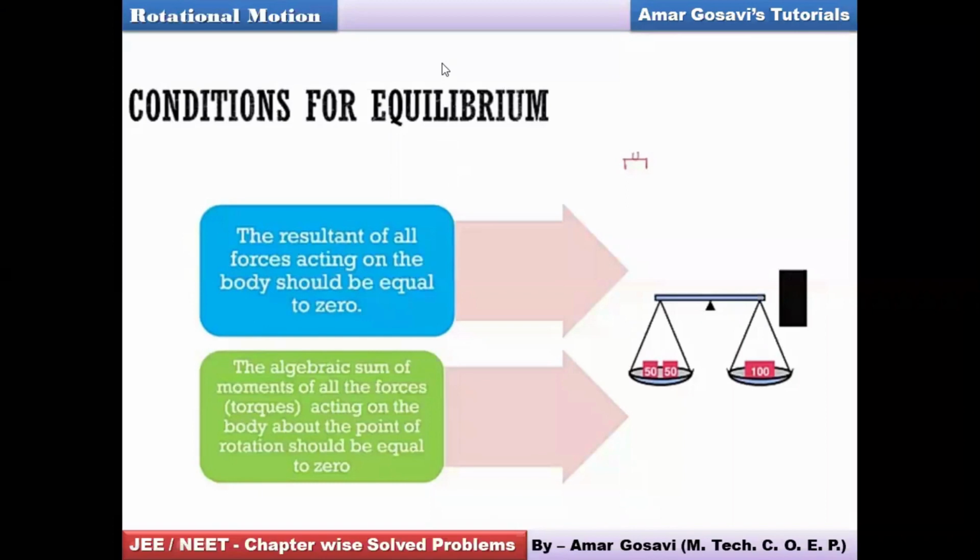Now the important thing over here is how to frame equations for the given conditions to solve problems which appear on these topics.